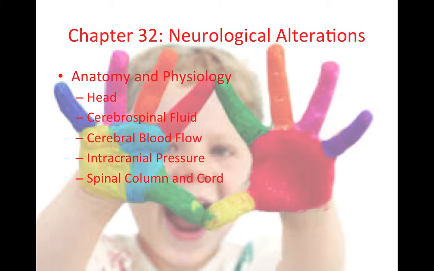Now, here in our last chapter, chapter 32, we will go over neurological alterations. Of course, like every other chapter, you want to review your anatomy and physiology and include it within that A&P. It goes over the head, cerebral spinal fluid, cerebral blood flow, and intracranial pressure. These are important aspects to know and review when you're going over your neural alterations, especially for a child.